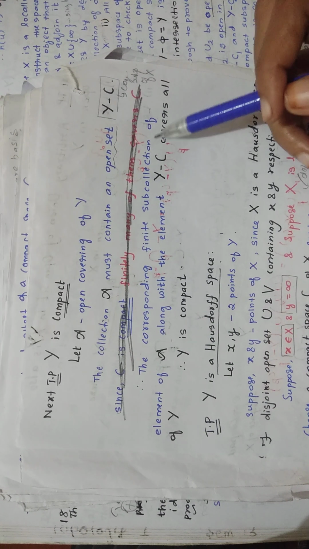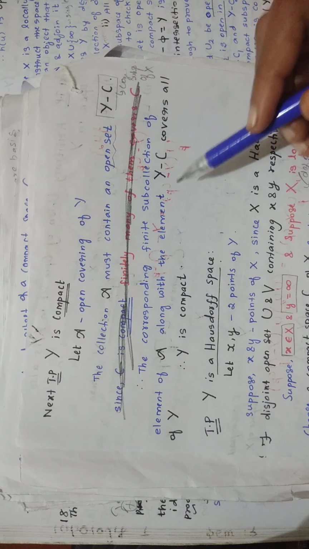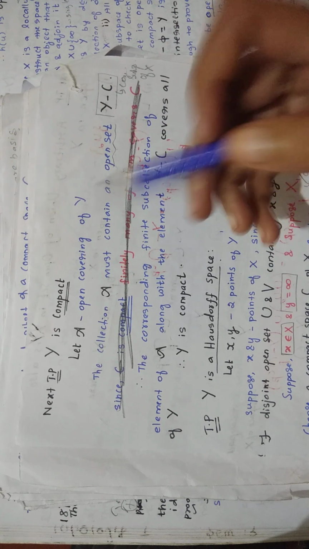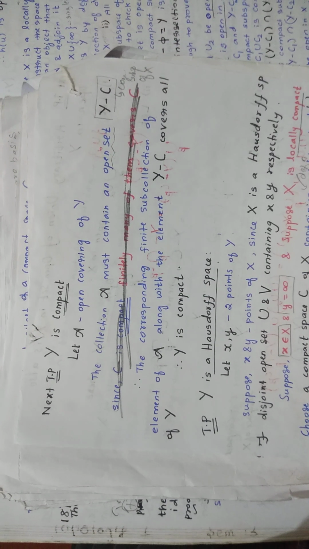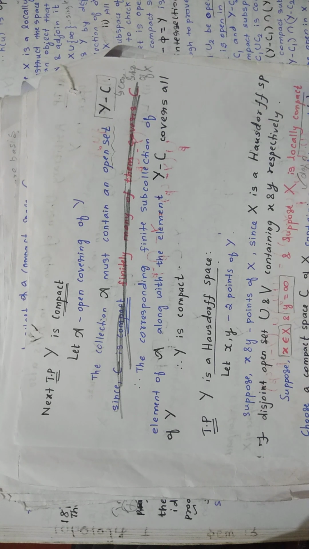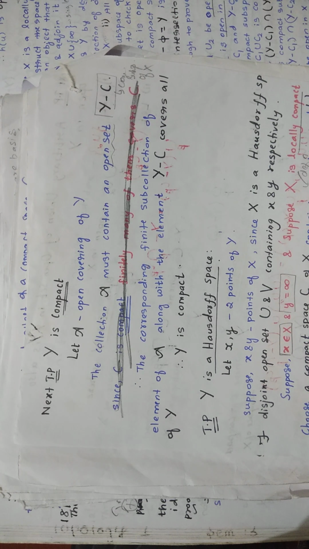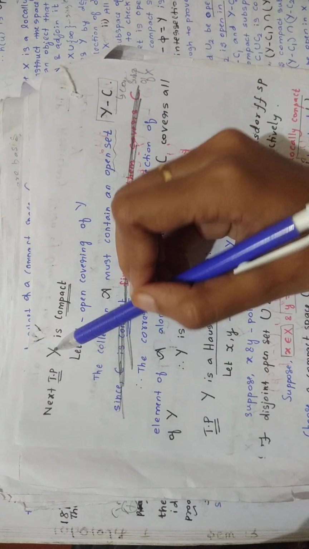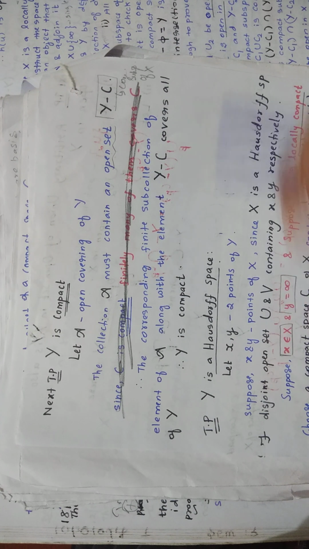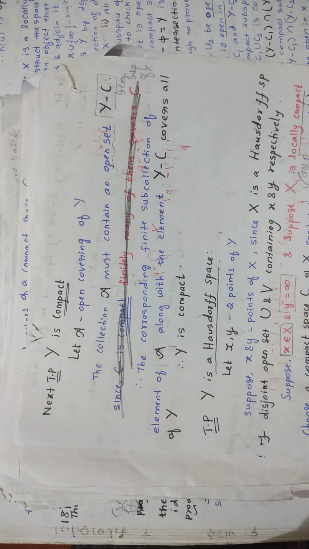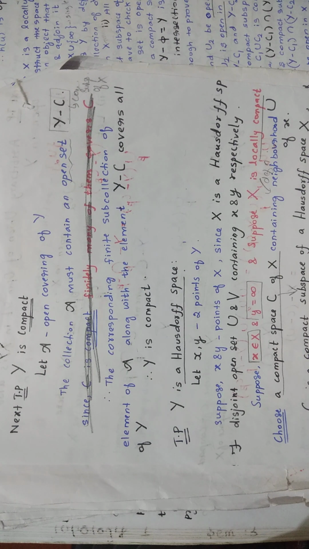Therefore, the corresponding finite subcollection of elements of script A along with the element y minus c. So here you will have open covering some elements, those elements with this element. These all together cover this y. Therefore, you can say y is compact. You proved it. The open covering is covering our y. That is how you proved it, right? So now by the definition of compact, you proved y is compact. Is that clear?